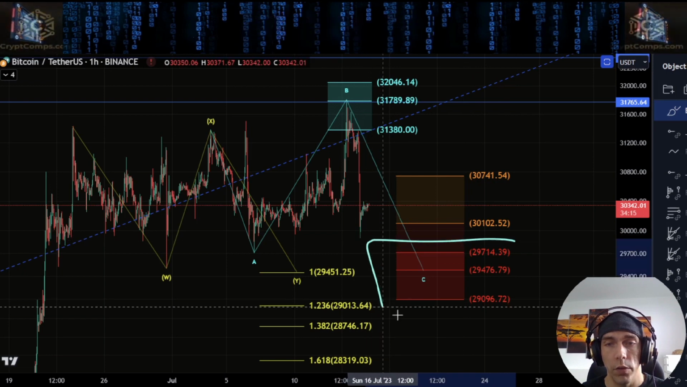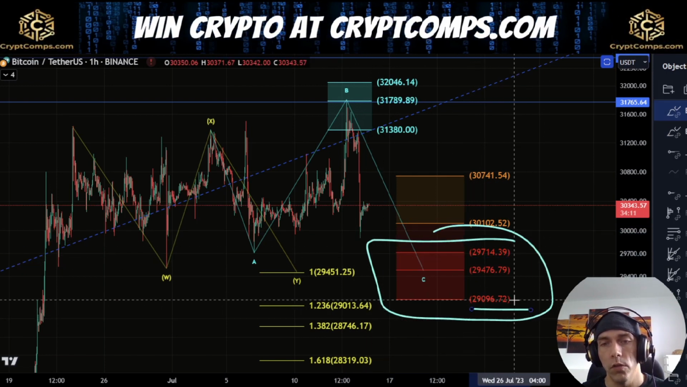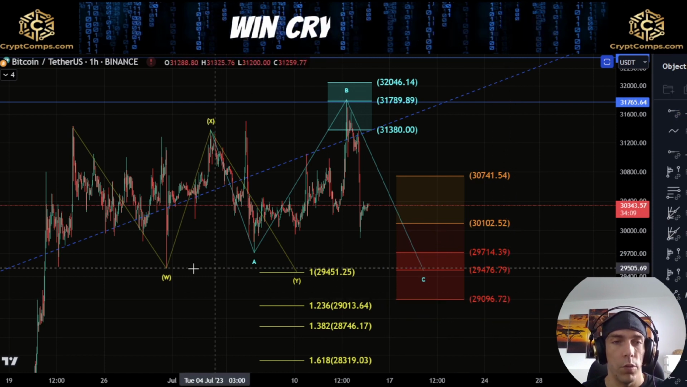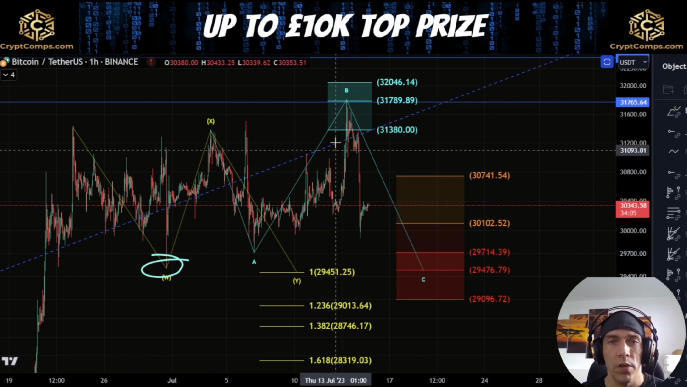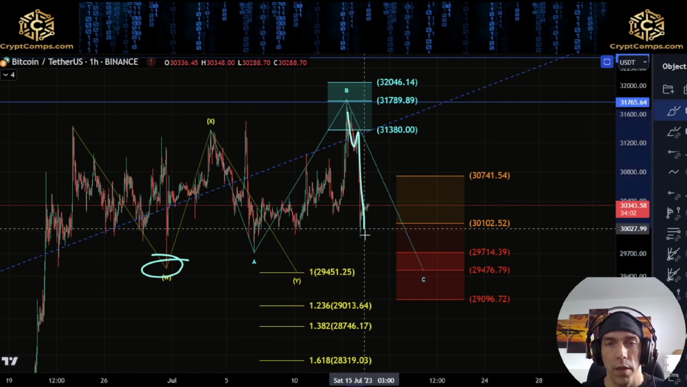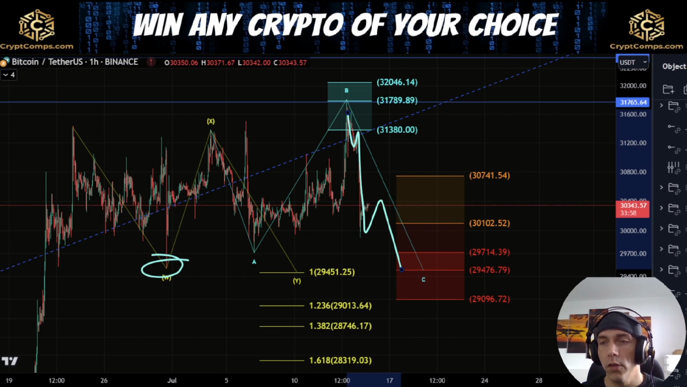Now, a common target for this is actually here towards this 29,714 to this 29,096. Now, this would be interesting because potentially would mean that we could look to sweep some of these lows. And what I'd be looking for here would be that possibility of seeing that 5th wave to the downside here, looking to actually sweep this zone.